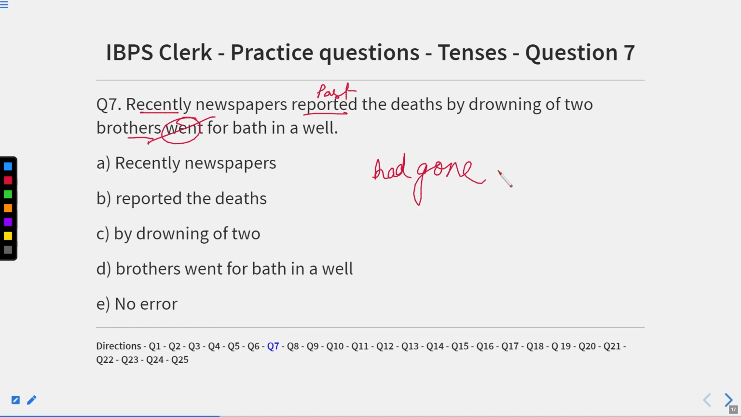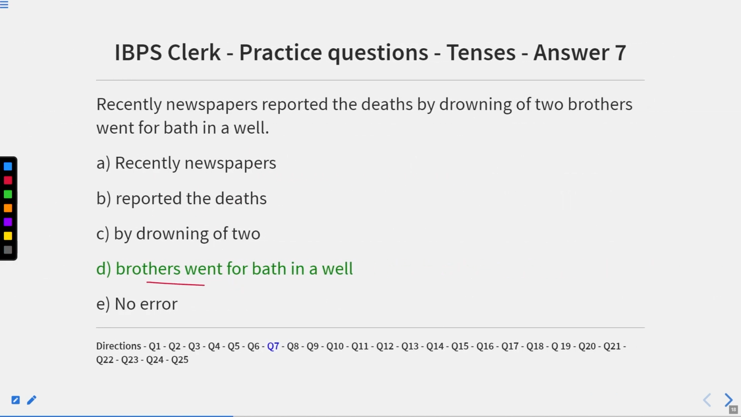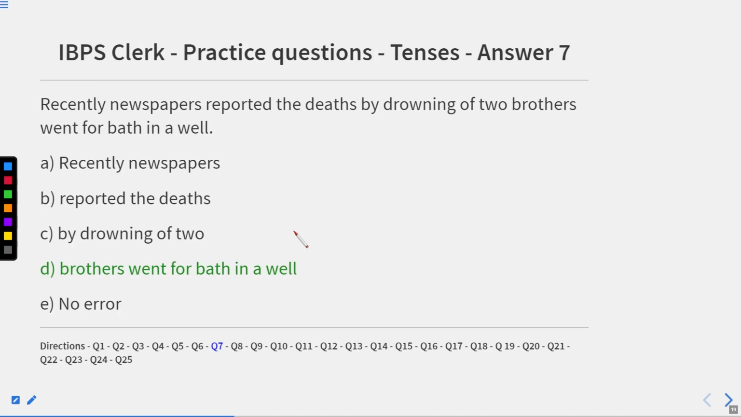So here the error is in part D, where went should be replaced with had gone, and the correct sentence will be: recently newspapers reported the deaths by drowning of two brothers who had gone for bath in a well. Here it should be a past perfect tense. So we can write brothers who had gone. So this should be the entire correct sentence. Now let us move to the next one.